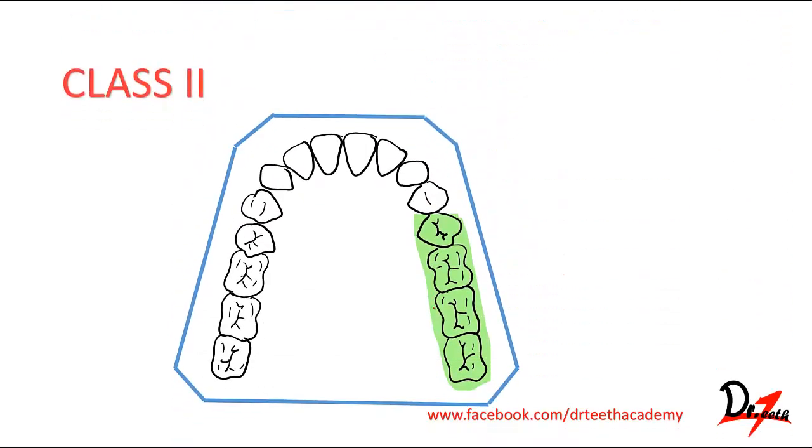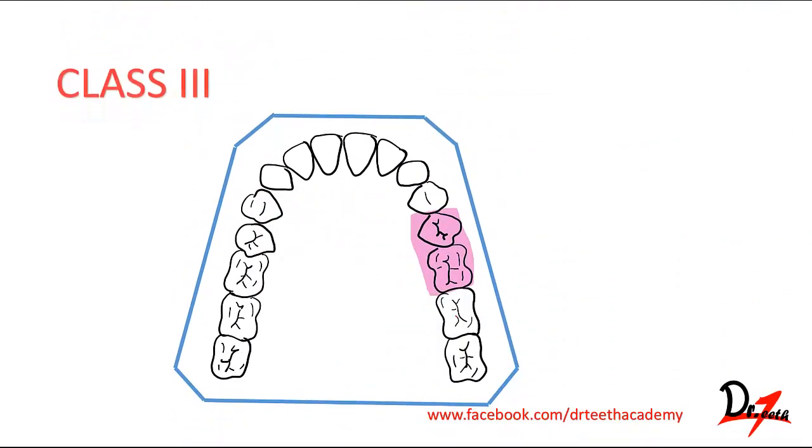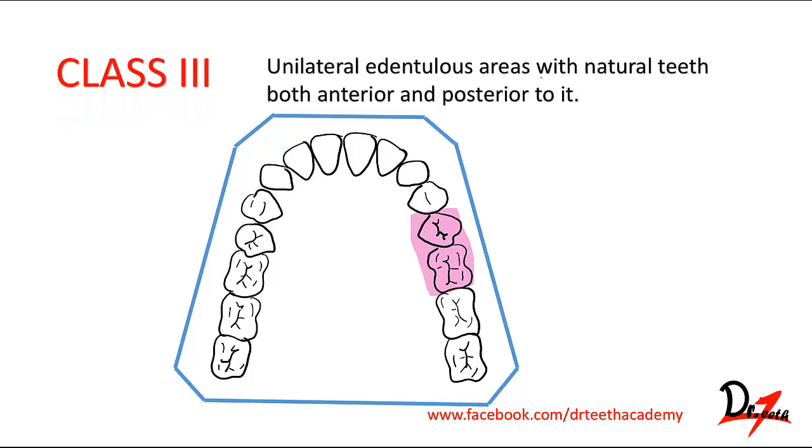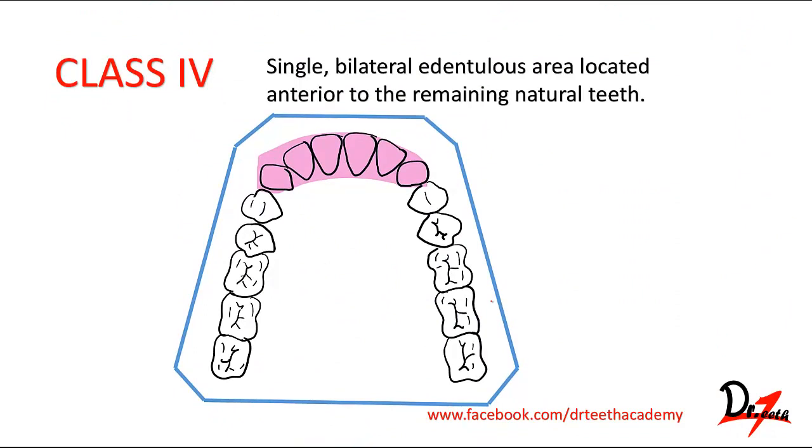Then we have class 2. It is a unilateral edentulous area located posterior to the remaining natural teeth. So here you see we have a unilateral edentulous area. Class 3: unilateral edentulous area with natural teeth both anterior and posterior to it. So here is our edentulous area and we have teeth both anterior and posterior to it. Class 4: single bilateral edentulous area located anterior to the remaining natural teeth. So here you can see you don't have any remaining natural teeth anteriorly. So this is class 4.